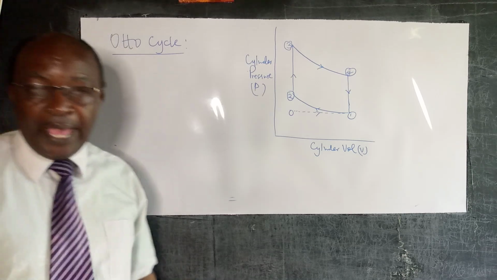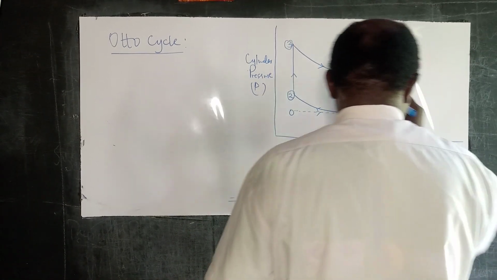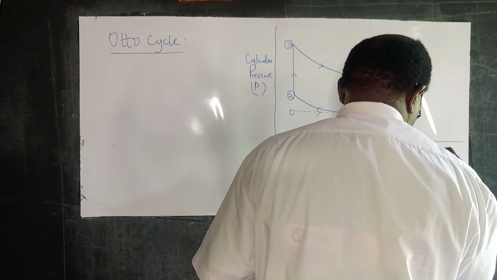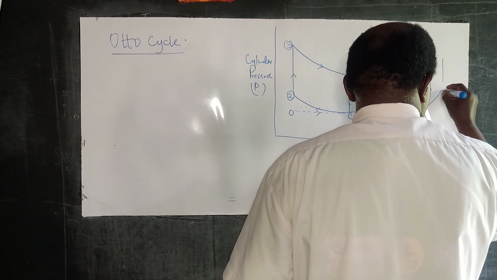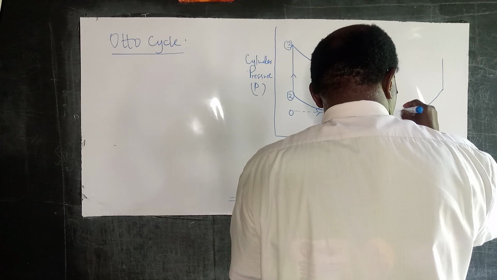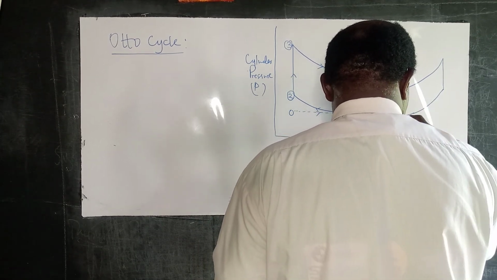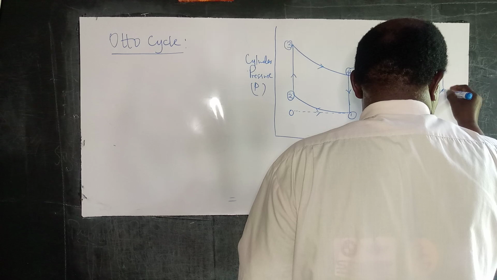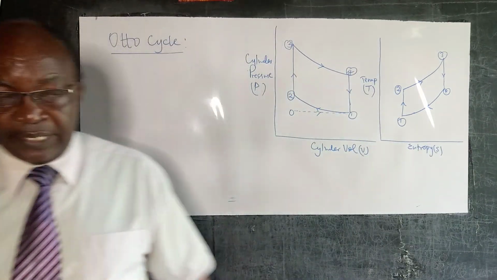and then on the temperature-entropy diagram, entropy, state point 1, state point 2, state point 3, state point 4. So we have 4 processes in the Otto cycle.